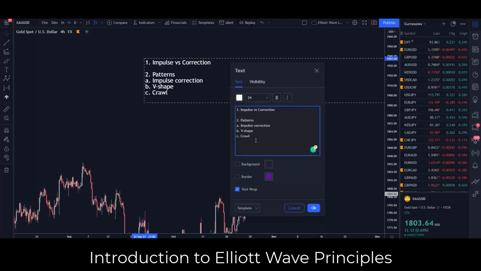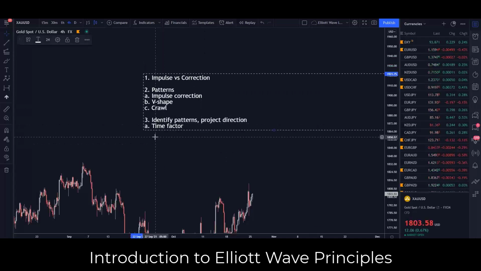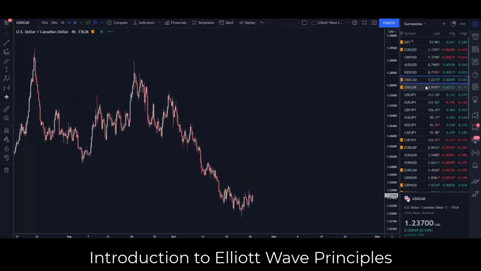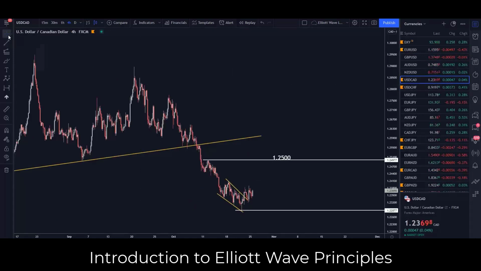Then from there, what we do next is that you identify patterns, and then you start to project the direction, and we mentioned a little bit also the time factor, right? So you want to ensure that your correction is taking up a little bit more time to develop versus your impulses, to identify if this correction or this crawl is more or less completed. So in terms of opportunities for the week, this one is already coming down, so I would take away some of those that are already moving.